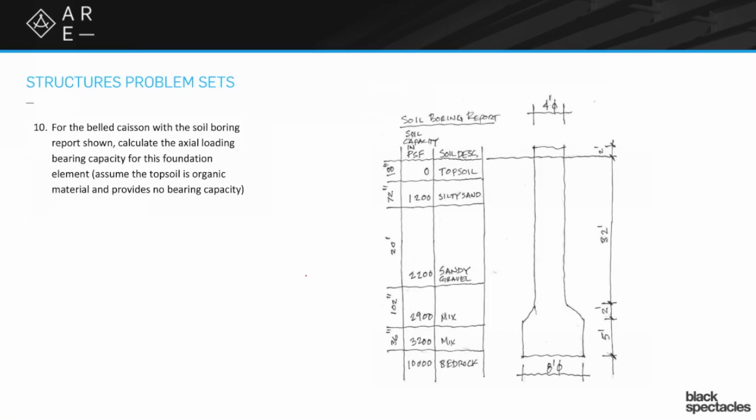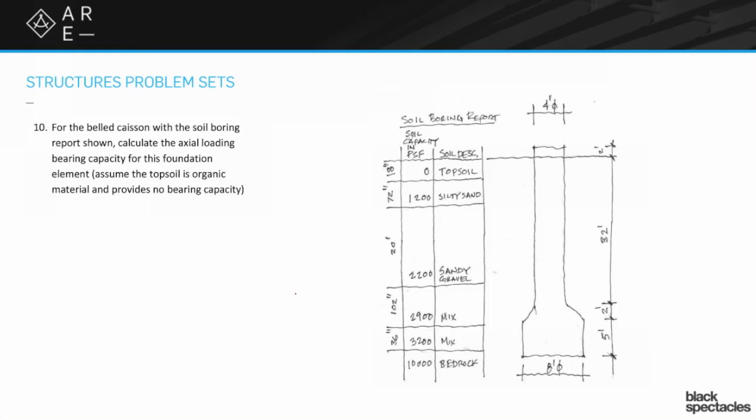Assume the topsoil is organic material and provides no bearing capacity. So we have here a belled caisson shown in section, and then the bearing capacity of all the different levels of the soils from the soils boring report. That starts off at the top level with topsoil, and there's some silty sand that has a 1200 PSF capacity. Then we have sandy gravel, which has 2200 PSF down below that. Then there's a couple of mixed ones, gravels and sands and silts and such at 2900 and 3200. And then down at the bottom there's bedrock at 10,000 PSF.